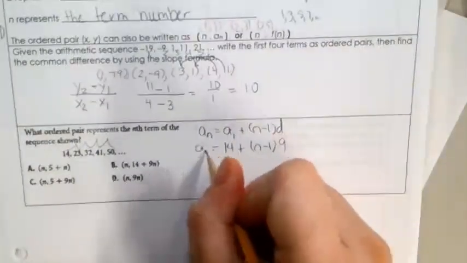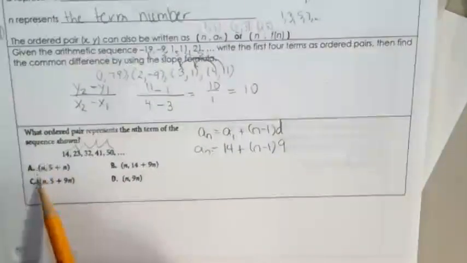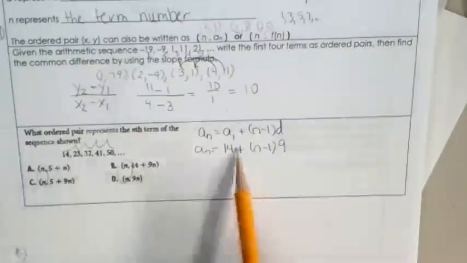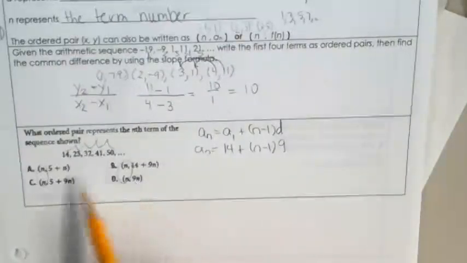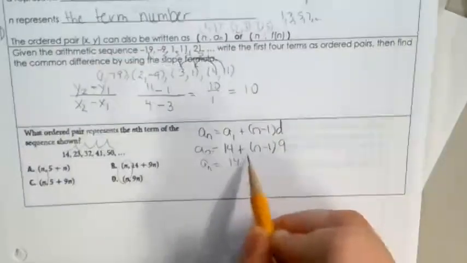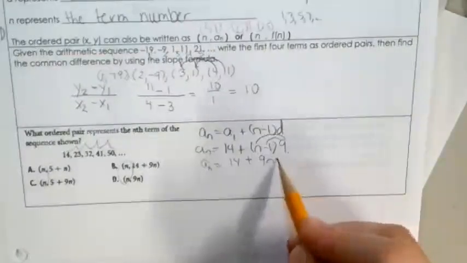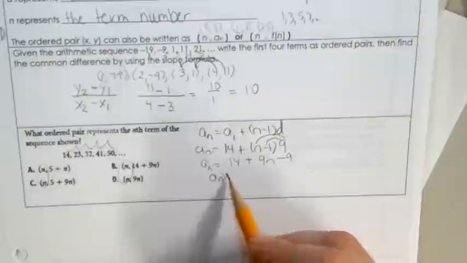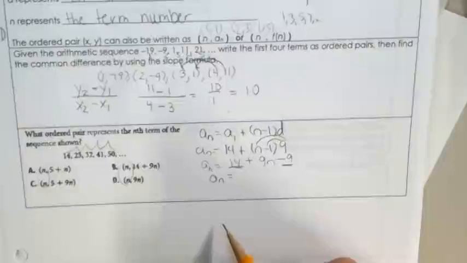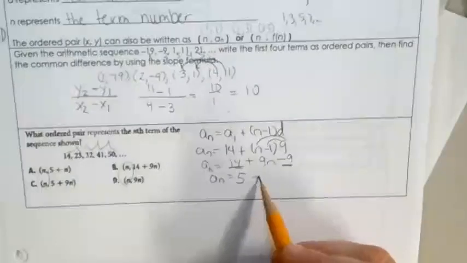So a sub n is 14 plus n minus 1 times 9. Now, if you look, all the choices have an x value of n, so that's just the term number. But none of these y values match this. So if you look, they have simplified. So let's go ahead and let's distribute. N times 9 is 9n. Negative 1 times 9 is negative 9. So if you combine like terms here, you've got 14 minus 9 makes 5, because they're different. Subtract, take the sign of the larger. And then plus 9n.